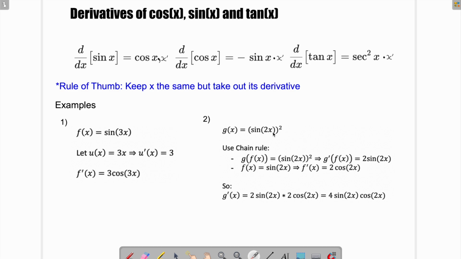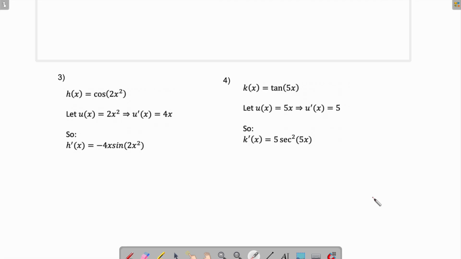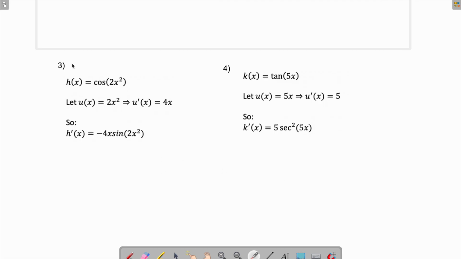Then we can also just find the derivative of the outer power, which is simply taking the 2 down, so it'd be 2 sine 2x. Altogether, it's 2 sine 2x times the inner derivative, 2 cos 2x, which is equal to 4 sine 2x cos 2x. Awesome. So now we'll go on to h of x equals cos 2x squared.